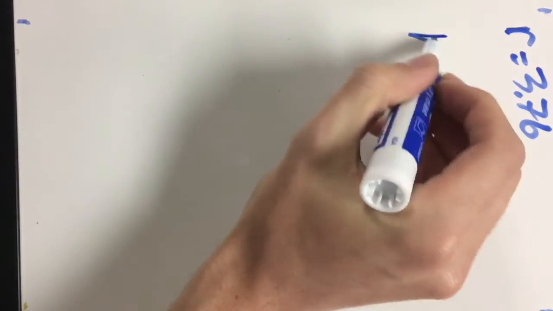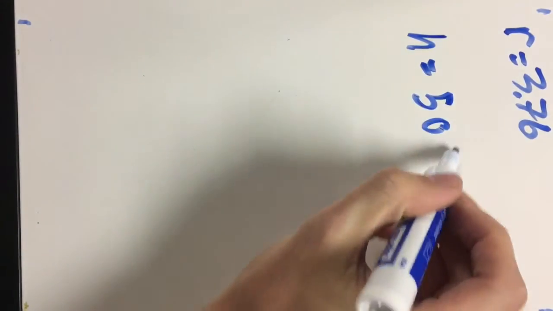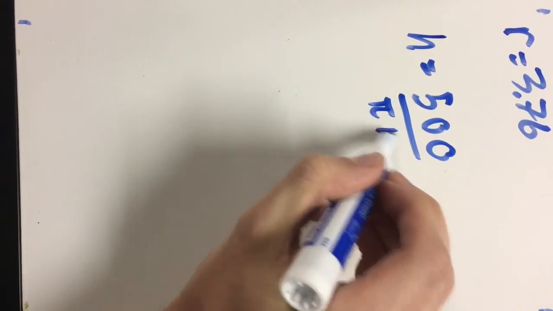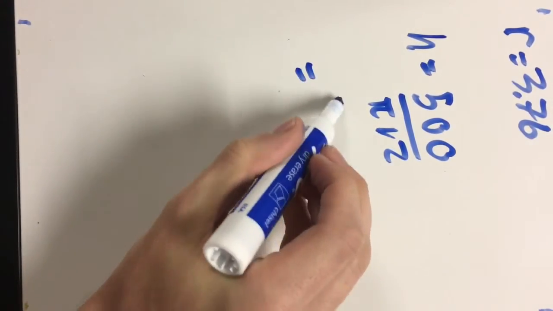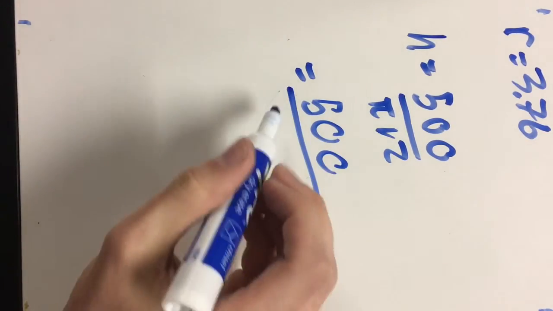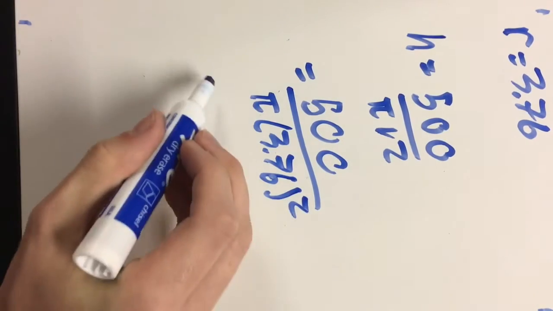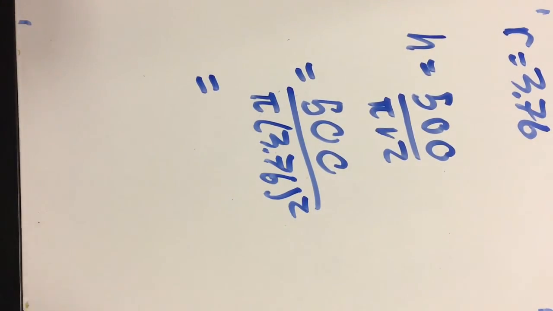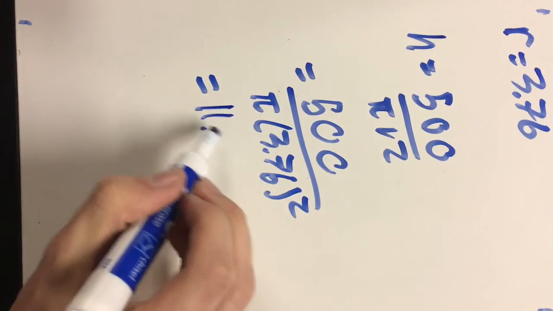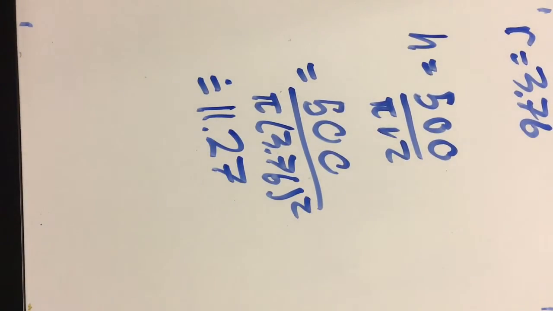Now that we have the radius, all we want to do is sub it back in to find the remaining dimension, which is just our height. So as you can recall from earlier, we have the equation that height is equal to 500 over pi r squared. So we'll sub in our value for r. So 500 over pi times 3.76 squared. And then consult the calculator again. 11.27 approximately. The last step is to write our therefore statement.